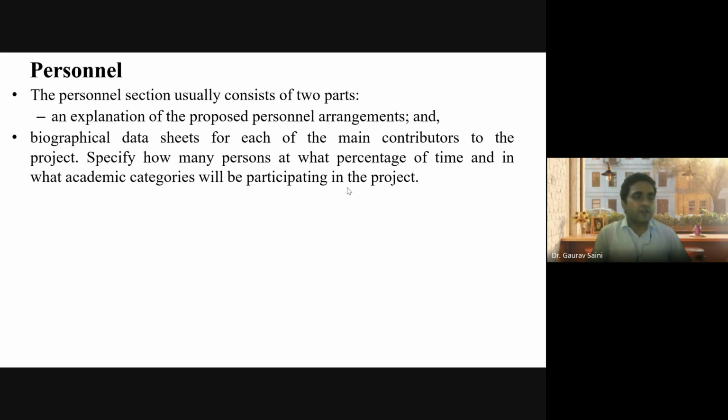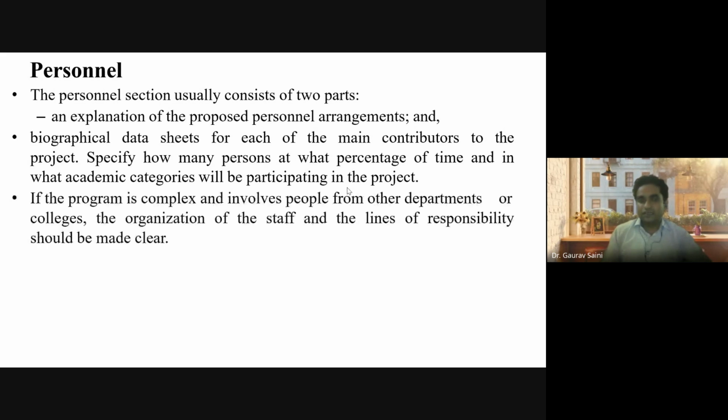So if some personnel is required for only one year, you have to specify that this particular person will work on that particular part of the project, and it will be completed after this. How much percentage will be covered in it? So specify how many persons, of what percentage of time, in what academic categories. So eligibility should be there. We need that kind of technical advantage. We need technical specialists. So that has to be mentioned.